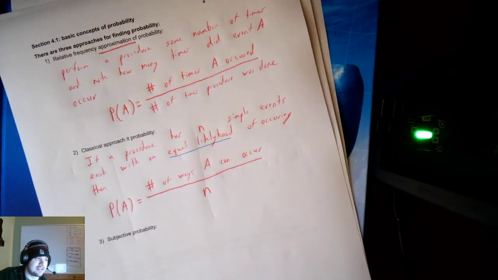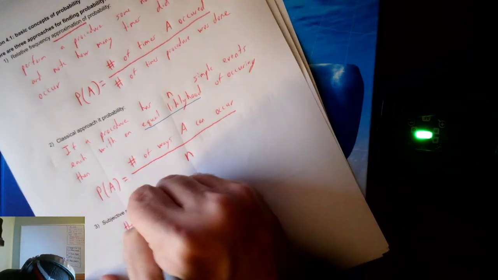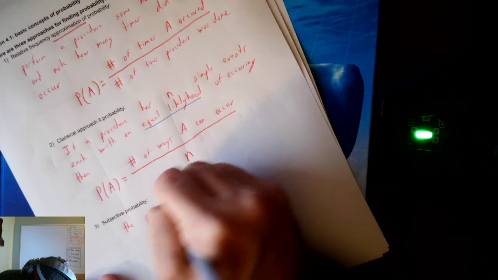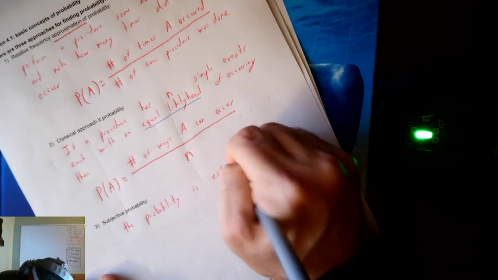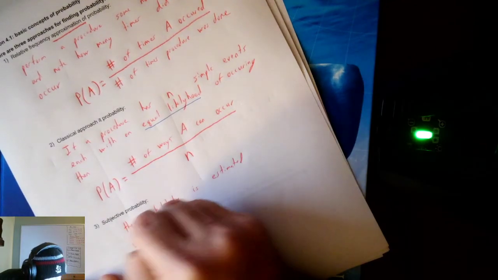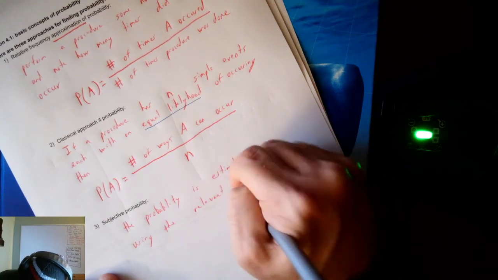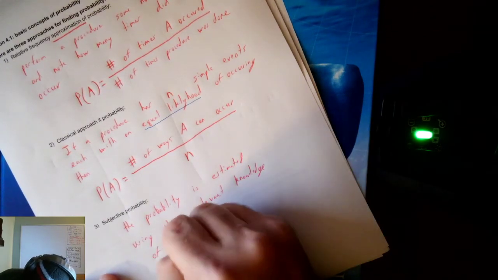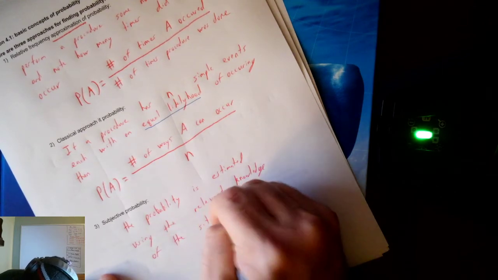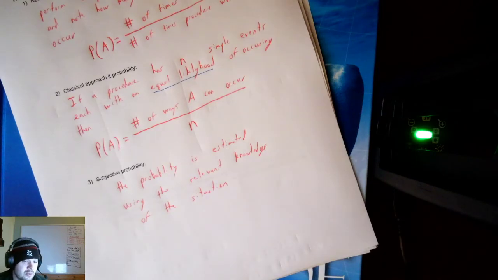And the last is subjective probability, and here the probability is estimated using the relevant knowledge of the situation. And subjective probability is only used when we know something is really likely or really unlikely.